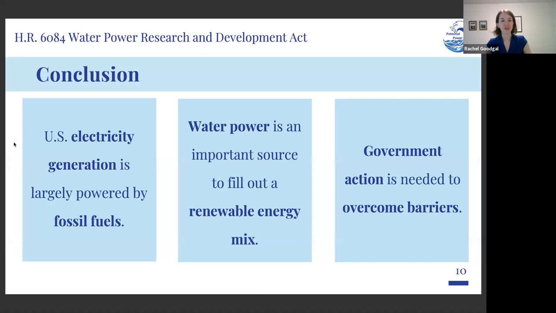In conclusion, U.S. electricity generation is largely powered by fossil fuels. Water power is an important source to fill out the renewable energy mix, and government action is needed to overcome barriers.